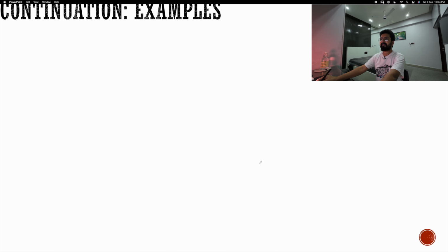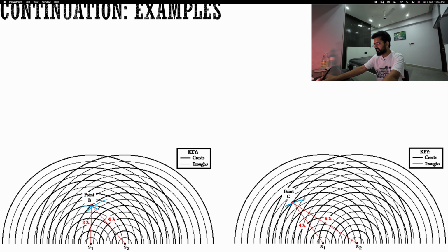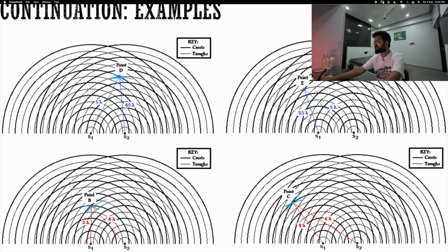Yeah. So look at this here. This point B, constructive, crest meeting crest. Here point C, constructive, crest meeting crest. Point D, destructive, crest meeting trough. Point E, destructive, crest meeting trough. So I'm writing down constructive, constructive, destructive, destructive.